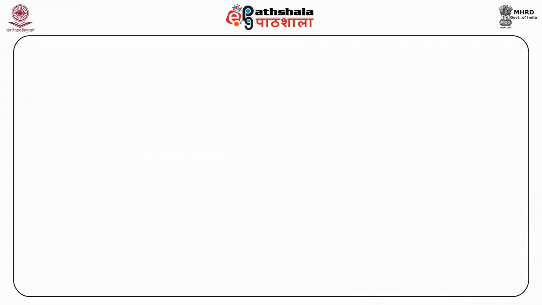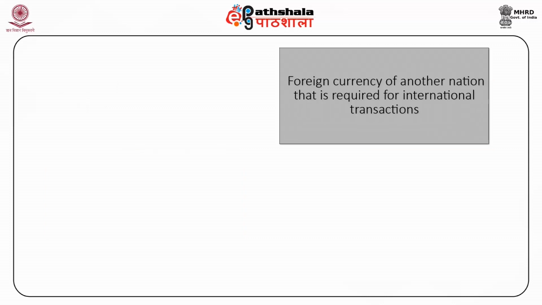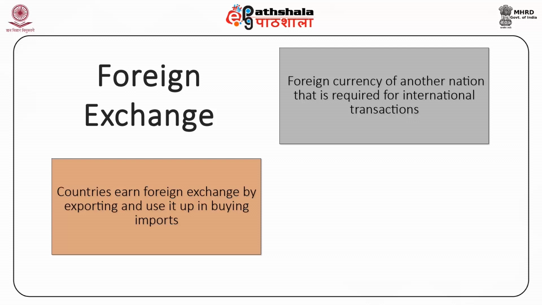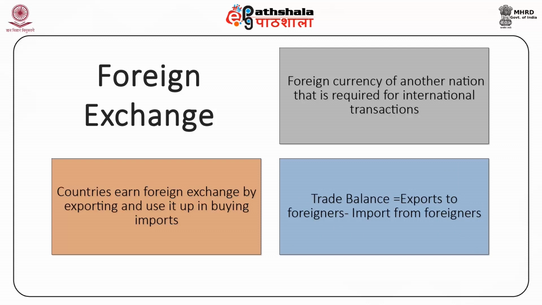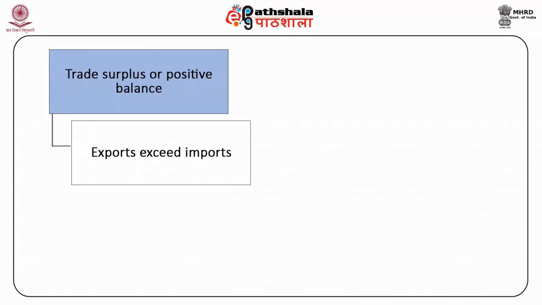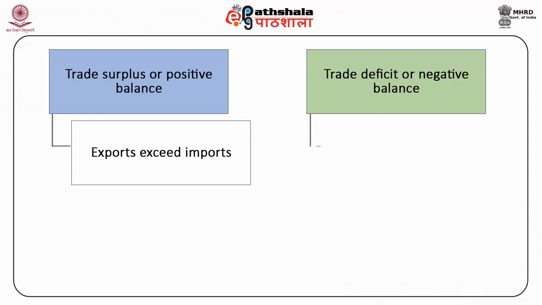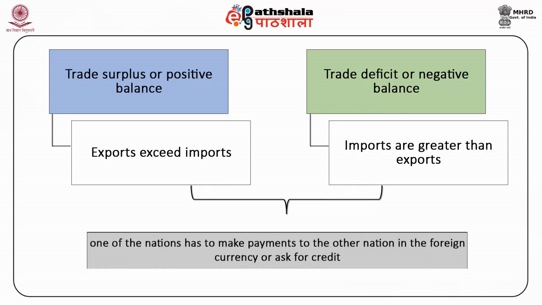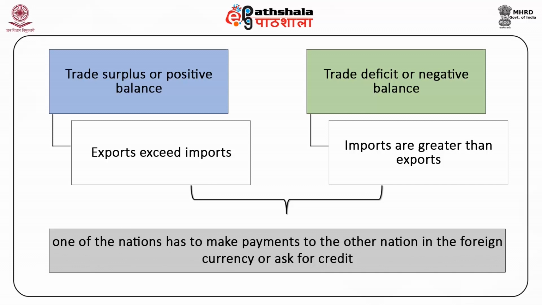The currency of another nation that is required for international transactions is called foreign exchange. Countries earn foreign exchange by exporting and use it up in buying imports. The trade balance of a nation is the difference between exports to foreigners and imports from them. A nation will have a positive balance or trade surplus if its exports exceed imports, and it will have negative balance or trade deficit if its imports are greater than exports. In the case of trade surplus or deficit, one of the nations has to make payments to the other nation in the foreign currency or ask for credit.